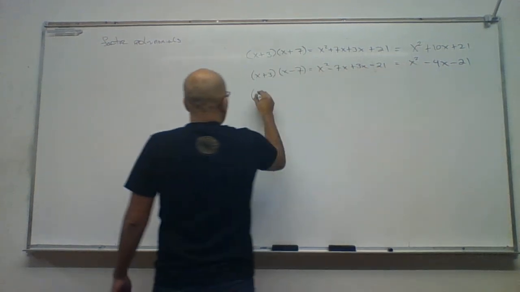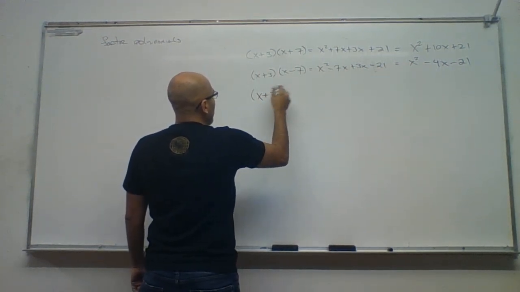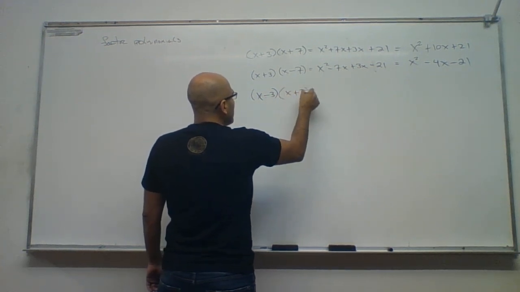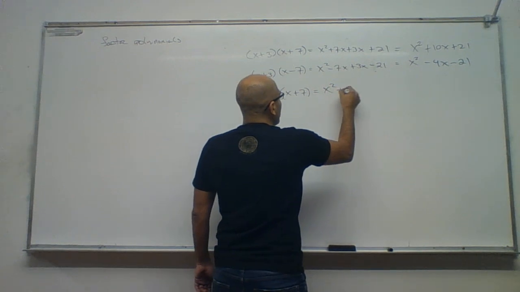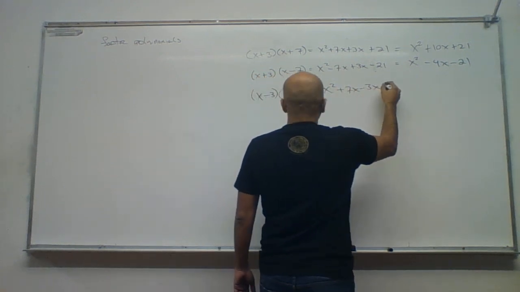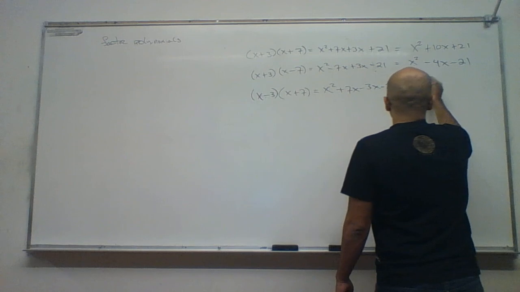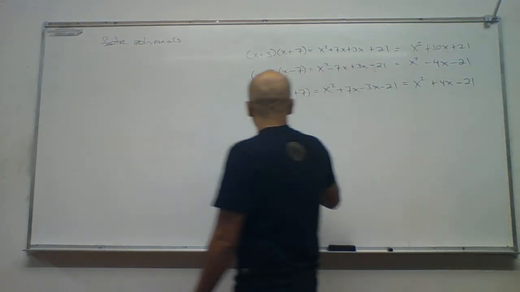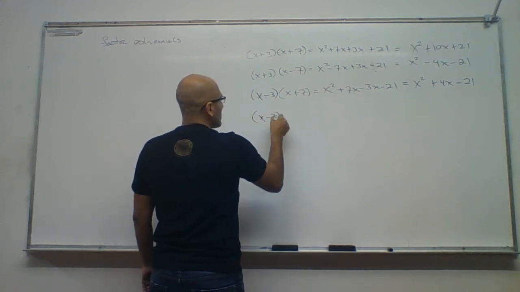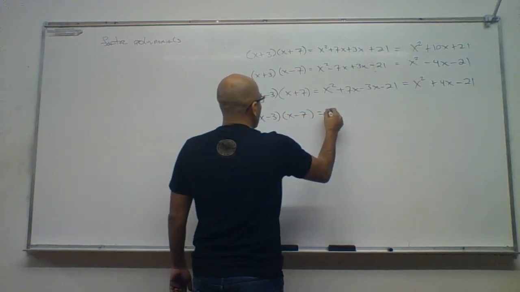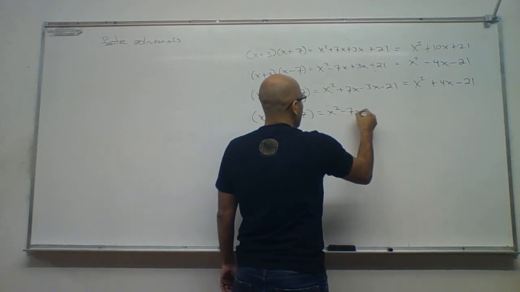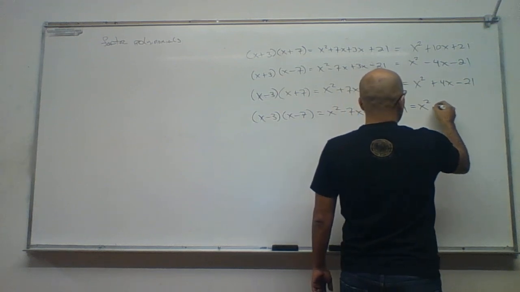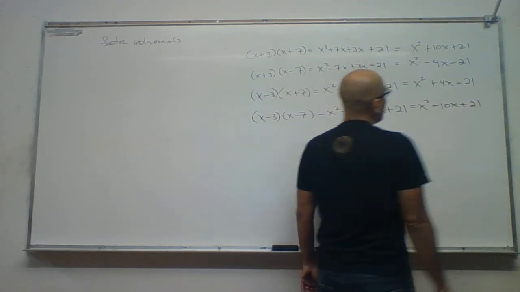Almost done. Now how about if I put x minus 3, x plus 7, that's going to be x squared plus 7x minus 3x minus 21 equals x squared plus 4x minus 21. Last one, x minus 3, x minus 7 equals x squared minus 7x minus 3x plus 21 equals x squared minus 10x plus 21.